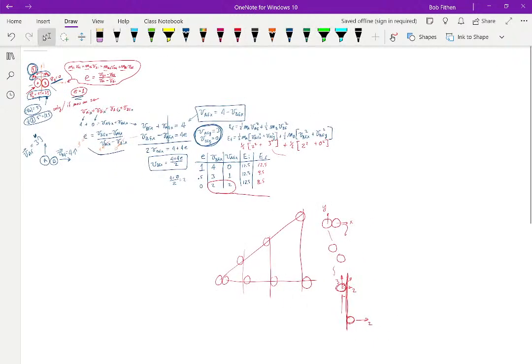Now, what time is it? I have no idea. 9:28.